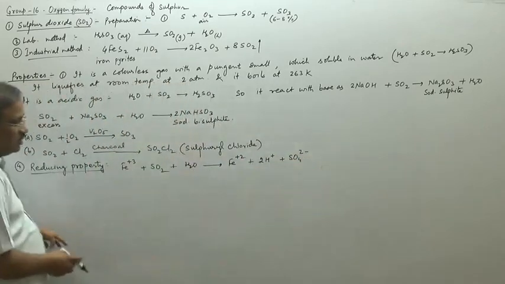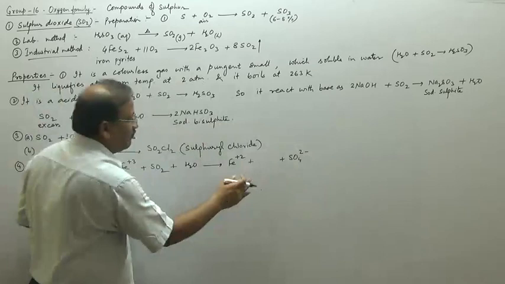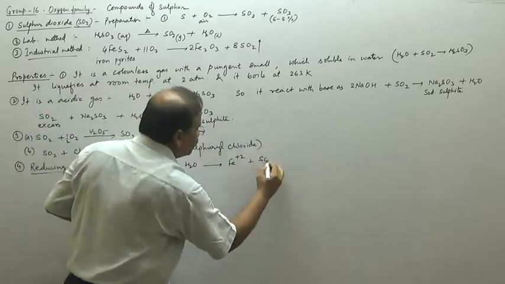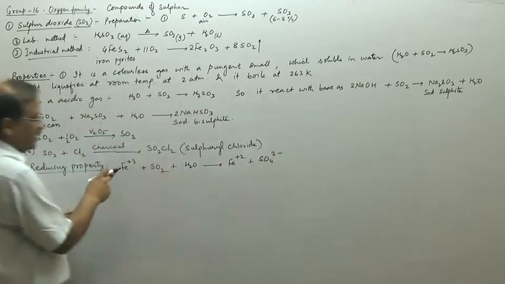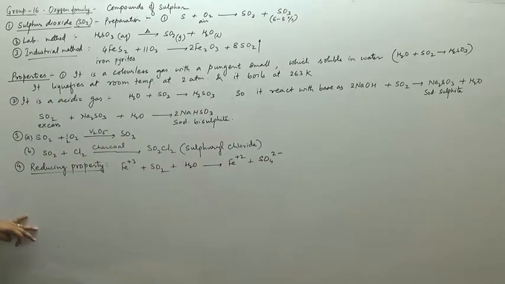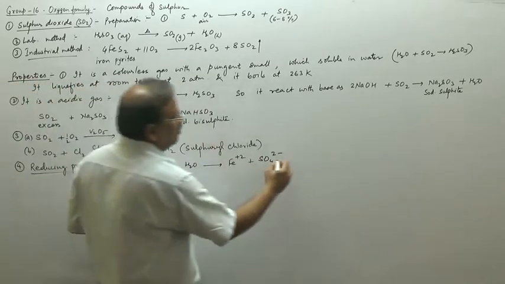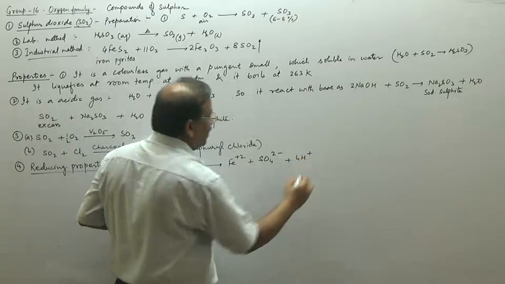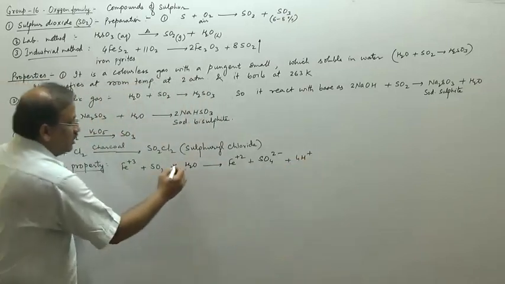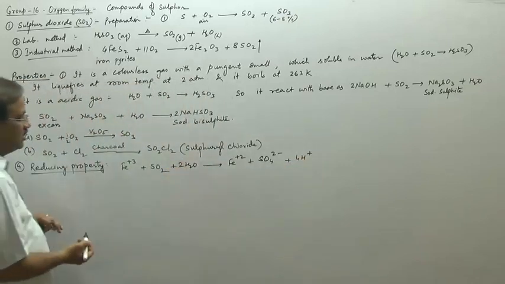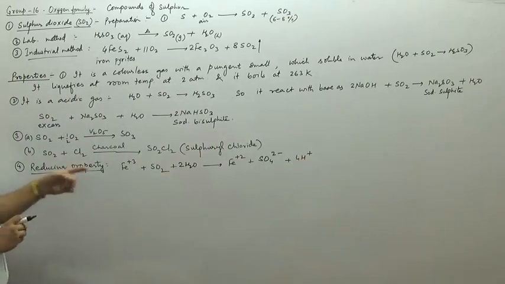So we get Fe2+, and the sulfate ion is formed from this and this. To balance that, we write the H+ ion. So you can write like this, twice of this, that is how we can write the reaction.